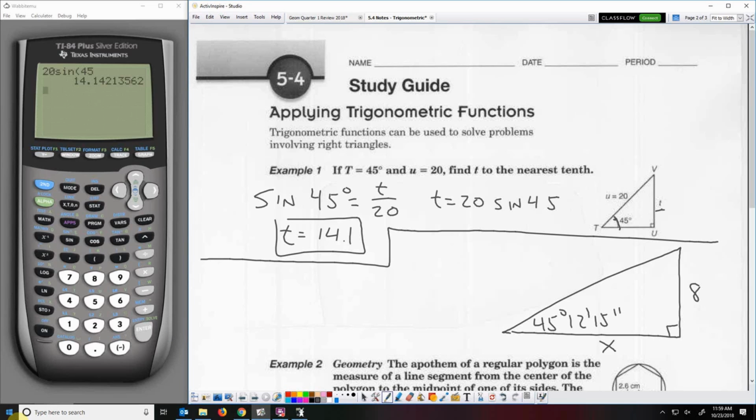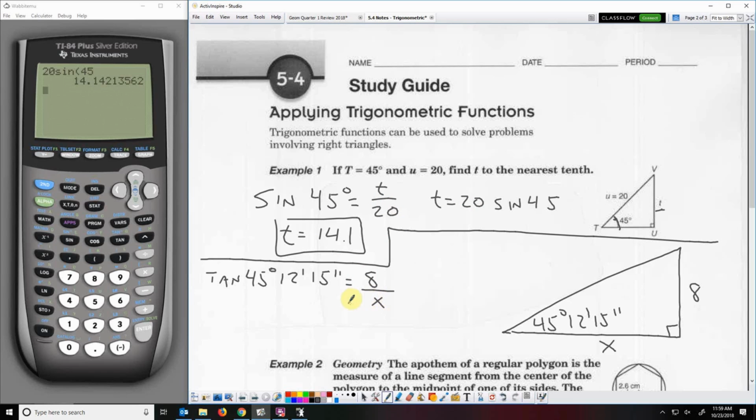So this time I've got opposite, and I'm looking for adjacent. So that's going to be tangent. Tangent, 45 degrees, 12 minutes, 15 seconds equals the opposite over the adjacent. Okay, so this time I have, first of all, I've got degrees, minutes, seconds, so that's one way it looks different from up here. The other way is up here I had the variable in the numerator and I multiplied.